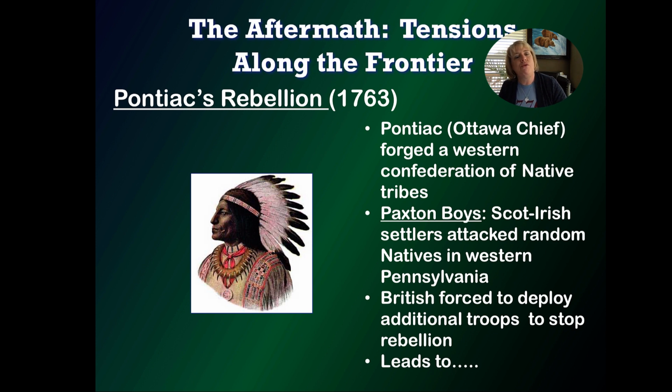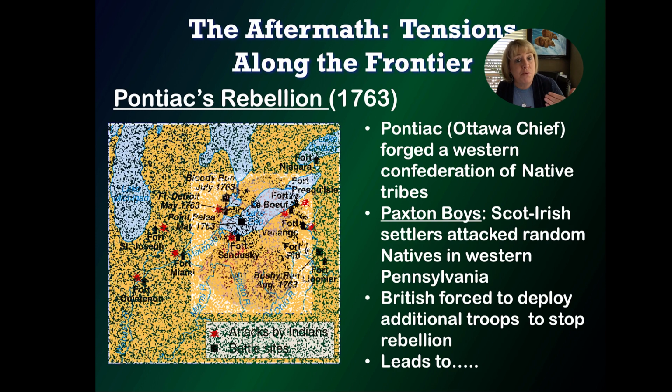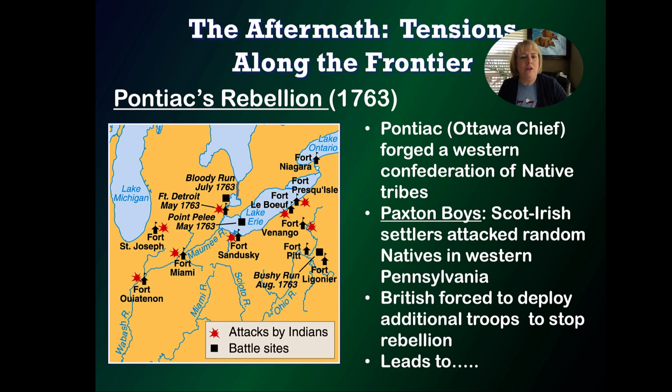And so he is going to form a confederation of other Native American tribes, and they are going to start pushing back. In fact, the English are going to start inhabiting a lot of the French forts that had been built along that western frontier, and Pontiac is going to lead coordinated attacks against those English forts. At the same time, the English colonists are taking matters into their own hands. The Paxton Boys are a group of Scots-Irish in western Pennsylvania who are going to start attacking Native Americans in the region, trying to push them back.